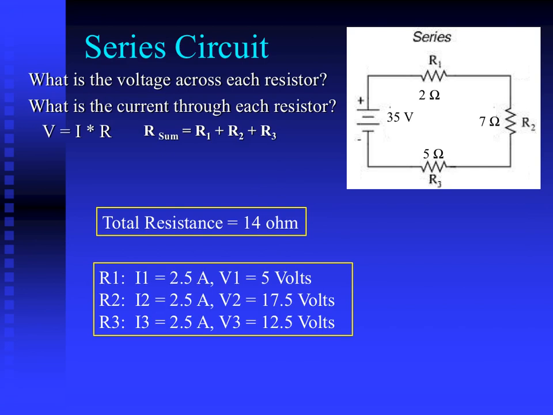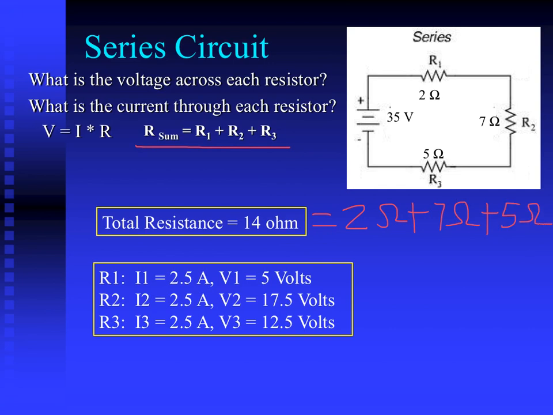Now, remember in part 2, we analyzed a series circuit with a 35-volt battery and 3 resistors connected in series, 2 ohm, 7 ohm, and 5 ohm. We found that the total resistance is equal to the sum of R1 plus R2 plus R3, which was 14 ohms, which comes from the 2 ohms plus the 7 ohms plus 5 ohms.